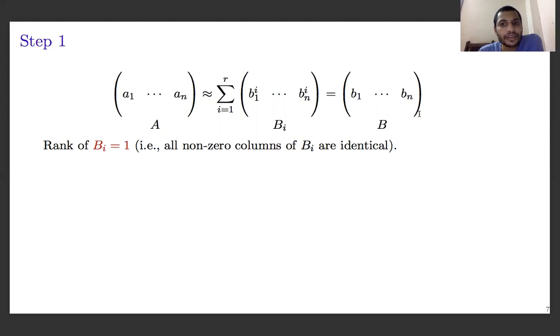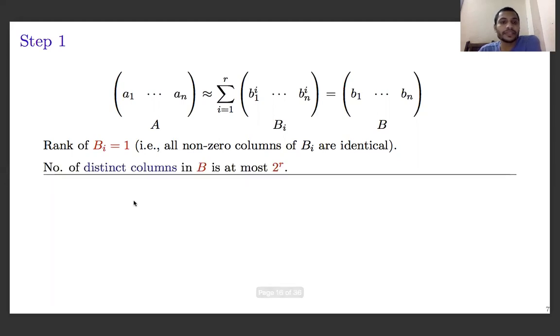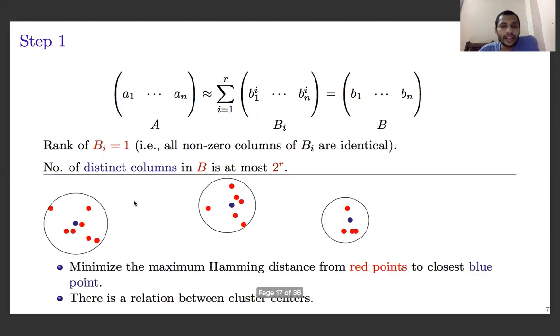So here I could write, when B is a rank R matrix, I can write B as a sum of R rank 1 matrices, B_i. And when B_i has rank 1, all non-zero columns of B_i are identical. This implies that B has at most 2 to the R distinct columns. This implies that I can visualize this problem as follows. I want to find out these 2 to the R distinct columns.